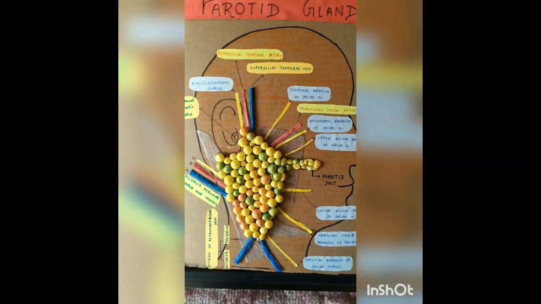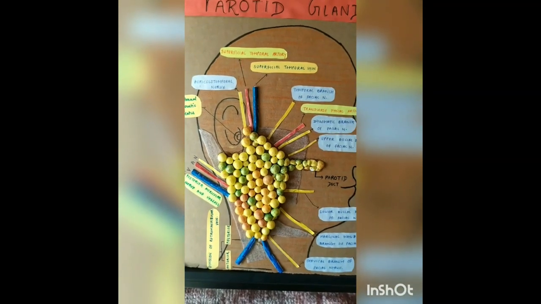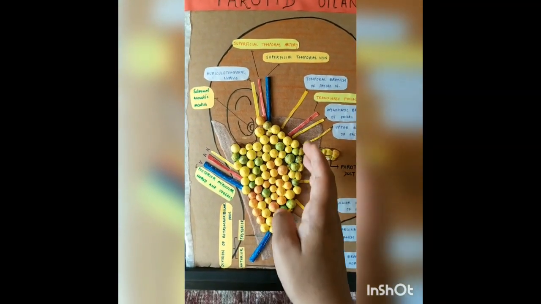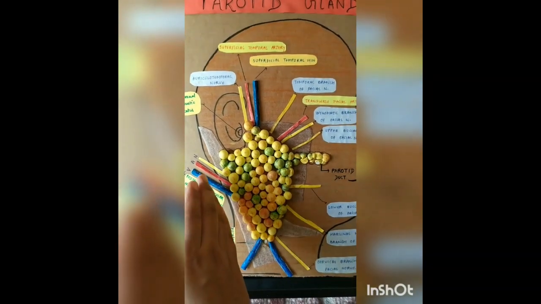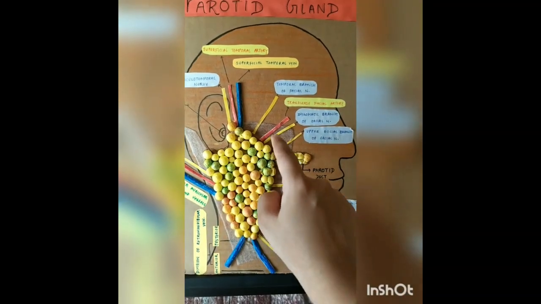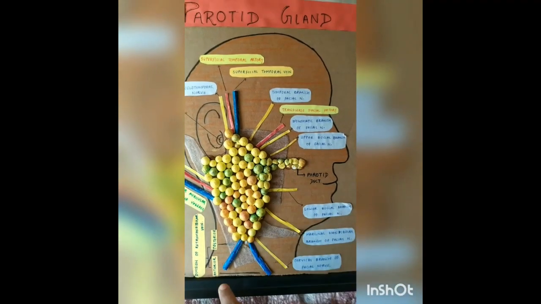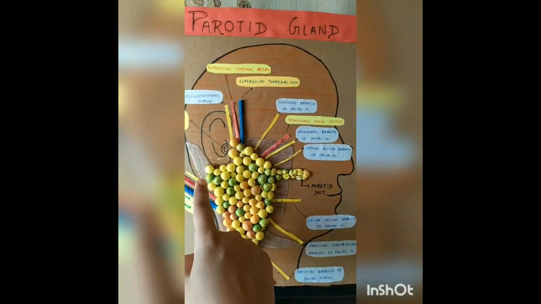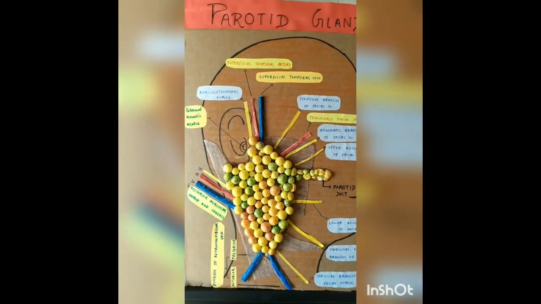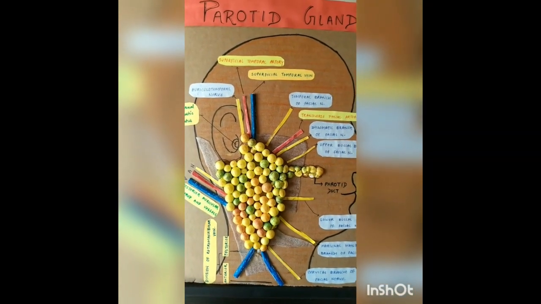So the parotid gland is enclosed in a fibrous capsule, and this is known as the parotid capsule or parotid fascia. It divides into two: first the superficial lamina and second the deep lamina. The superficial lamina extends and forms the parotidomasseteric fascia, and the deep lamina forms the stylomandibular ligament. Here we have to note that the stylomandibular ligament separates the parotid gland from the submaxillary gland.